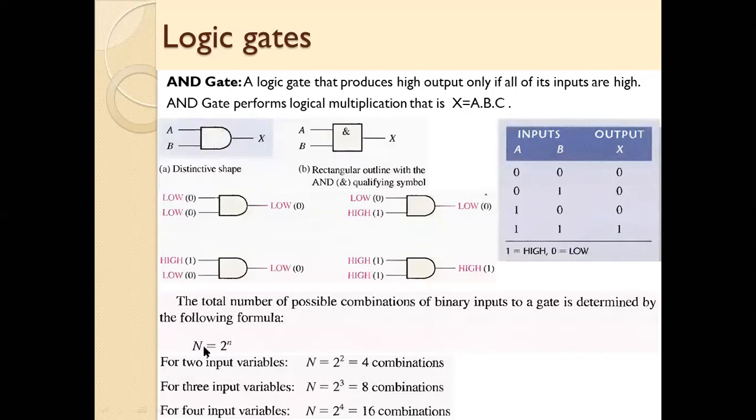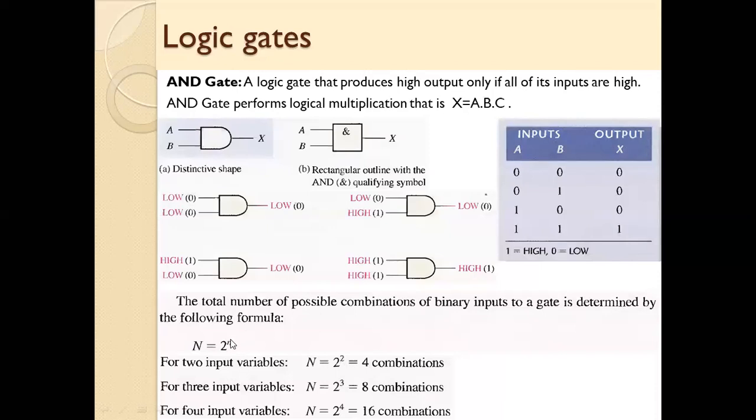Suppose you have two inputs, like in this case, the truth table is given over here. You can count 1, 2, 3, 4. Four possible conditions are there. So that is 2 power 2 is equal to 4. So the four combinations are over there. If you have a three input AND gate, then how many combinations would there be? 2 power 3 is equal to 8.